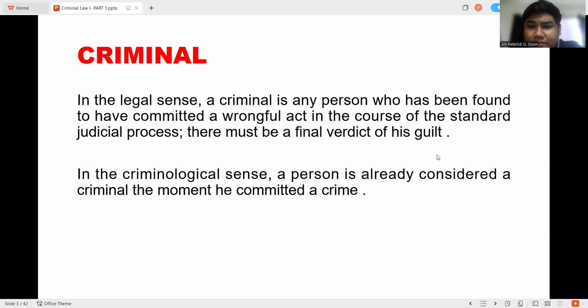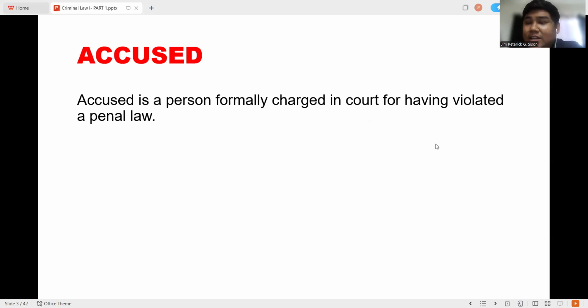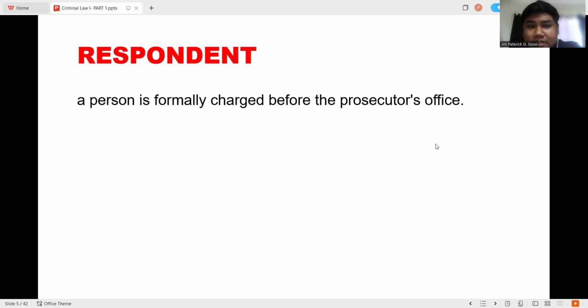So next we have here accused. An accused is a person formally charged in court for having violated a penal law. Okay? And then respondent, it is a person formally charged before the prosecutor's office. So take note that we have 5 pillars of the criminal justice system: the law enforcement pillar, the prosecution pillar, the court pillar, the correction pillar, and the community pillar.